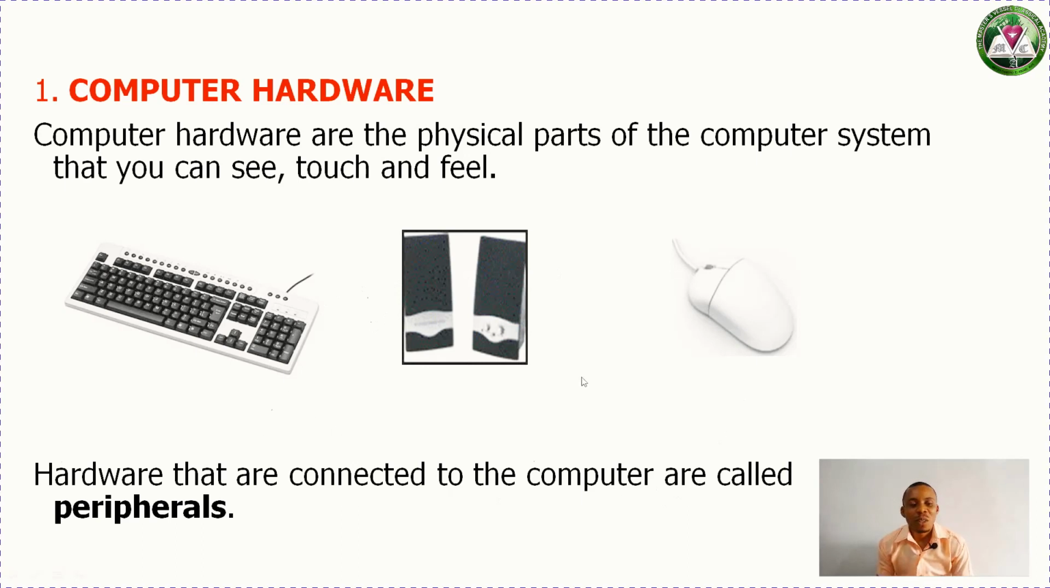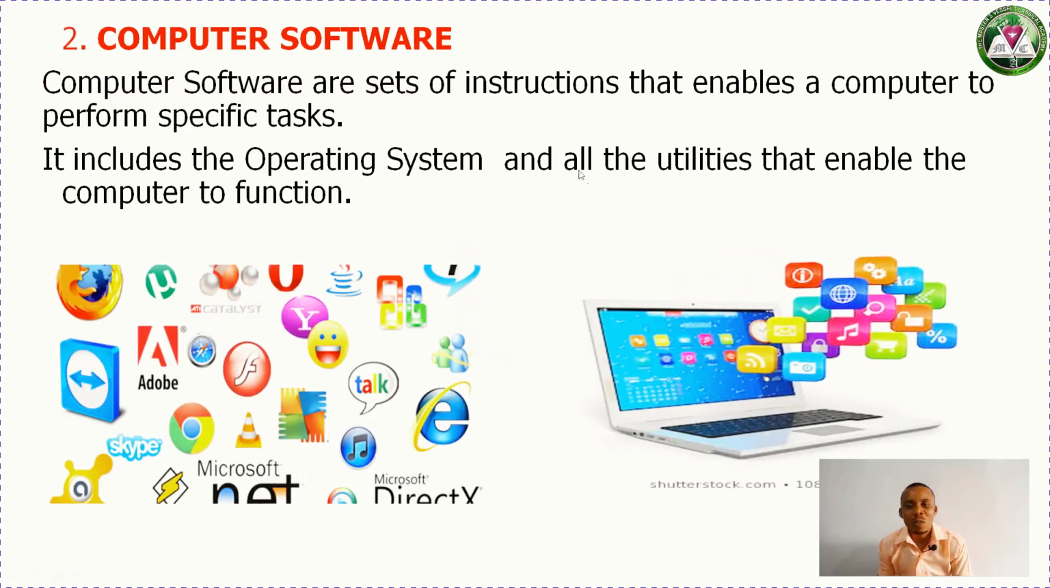All these hardware that are connected to a computer system, in general, we call them the peripherals. Hardware that is connected to a computer is called a peripheral. Things like your speaker, your mouse, your keyboard, your USB flash drive, your projector, and the rest. The general name for them is the peripherals. That is what computer hardware is all about. Let's move over to computer software.